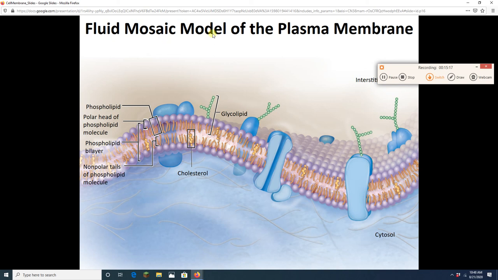Fluid mosaic model. The fact that we have many components: phospholipid bilayer, proteins (the blue things are proteins), sugars (look at that green sugar right there), and molecules of cholesterol, the yellow guy tucked in there. The fact that we've got many things is why this is referred to as a mosaic.